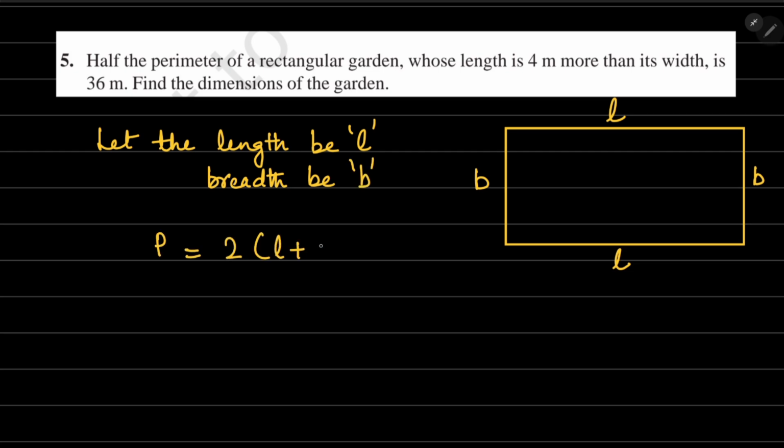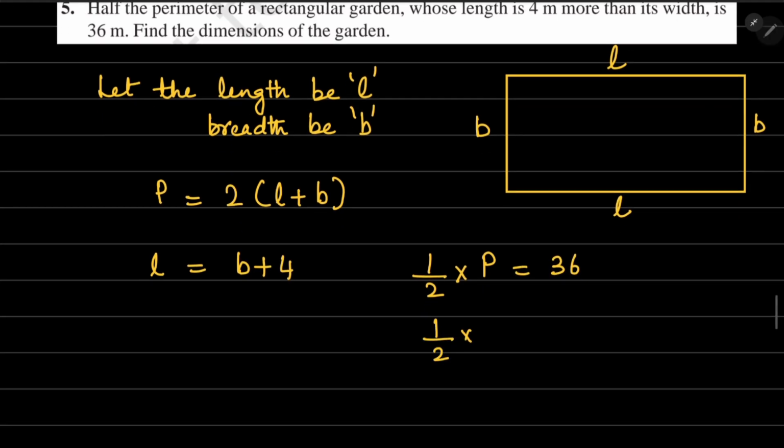2 multiplied by L plus B. It's 2L plus 2B. So 2 multiplied by L plus B. What is given? Half the perimeter of the rectangular garden whose length is L is equal to 4 more than the breadth. Okay, and you are given that half of the perimeter, what is the perimeter? Let it be capital P is equal to 36. So let's substitute: half multiplied by 2 into L plus B is equal to 36. 2 and 2 get cancelled. So you'll be getting L plus B equal to 36. This is your second equation.